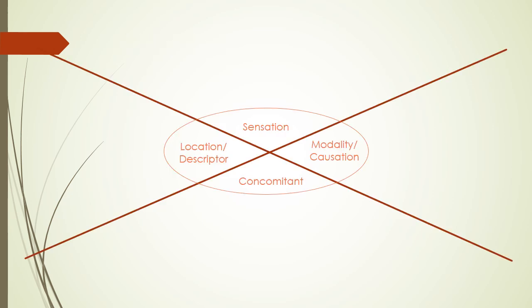Here is the Bonninghausen's X diagram that we talked about in our introductory sessions. So this is a large cross on a sheet of paper with 4 quadrants. One on the left is for noting down the location and a descriptor of the disorder. On the right are the modalities and causations if known. On top we have sensations, and at the bottom we have concomitants, which are symptoms which do not seem to be directly related to the main disorder or the chief complaint.